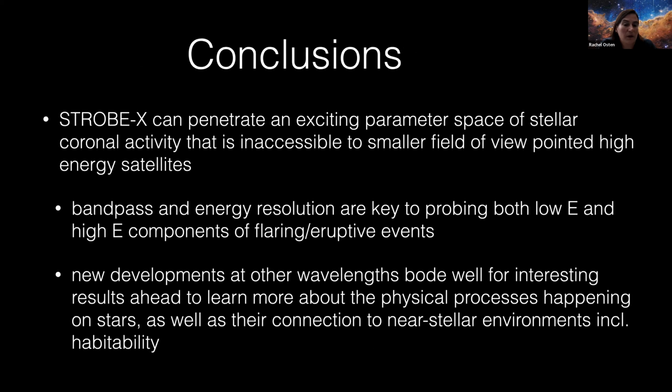So this is my last slide with a conclusion. There's an exciting parameter space of stellar coronal activity that's inaccessible to smaller field of view pointed high energy satellites that something like STROBE-X can access uniquely. The bandpass and the energy resolution are key. You need both low energy and high energy, right? The high energies tell you about the high temperatures, potentially non-thermal emission. The low energies tell you about the response of the more characteristic X-ray emission and evidence for any flare-induced absorption changes. And there are new developments at other wavelengths that I think bode well for interesting results ahead.